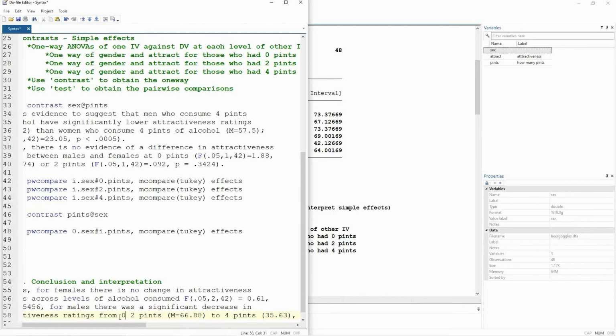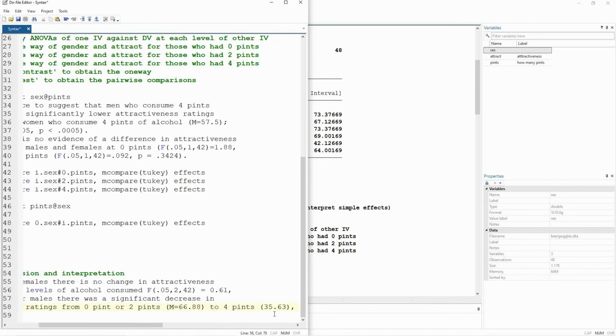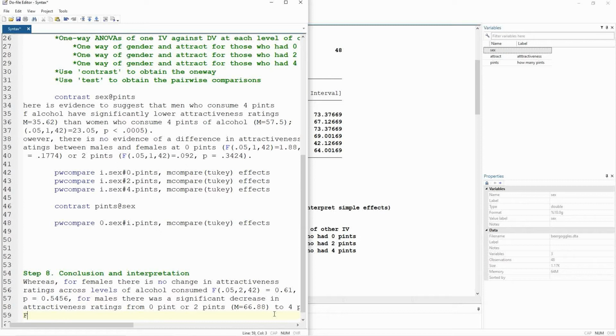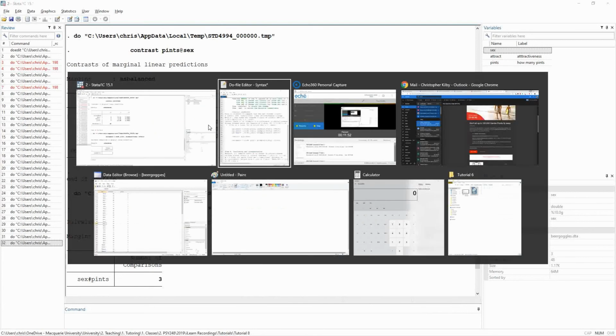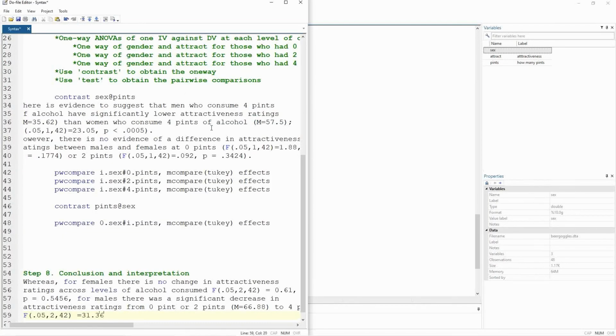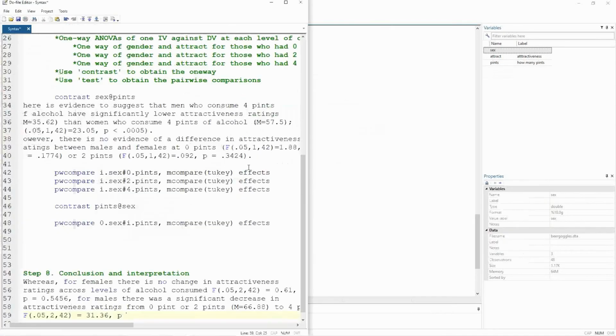We can even say from 0 pints or 2 pints, because they're the same, to 4 pints. F of 0.05, 2 and 42, in this case, equals 31.36, and my p is less than 0.0005.